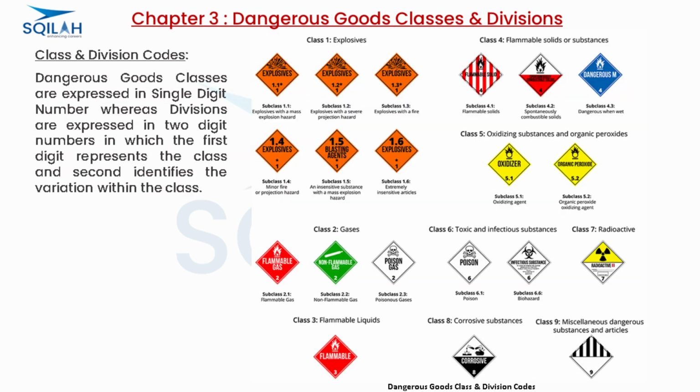Class and Division Codes. Dangerous goods classes are expressed in a single-digit number, whereas divisions are expressed in 2-digit numbers in which the first digit represents the class and the second identifies the variation within the class.